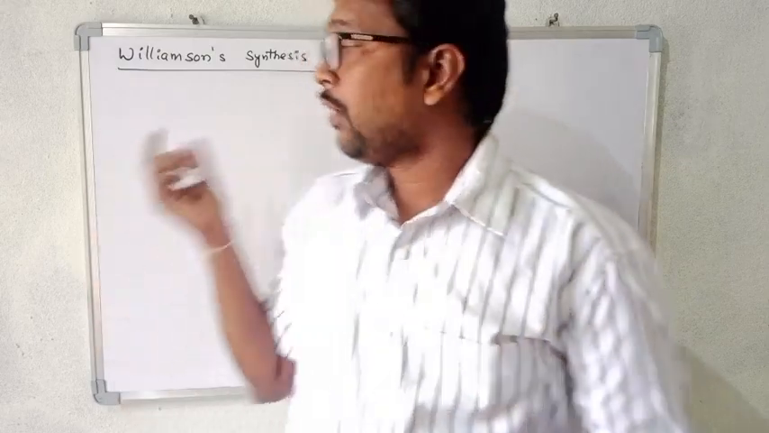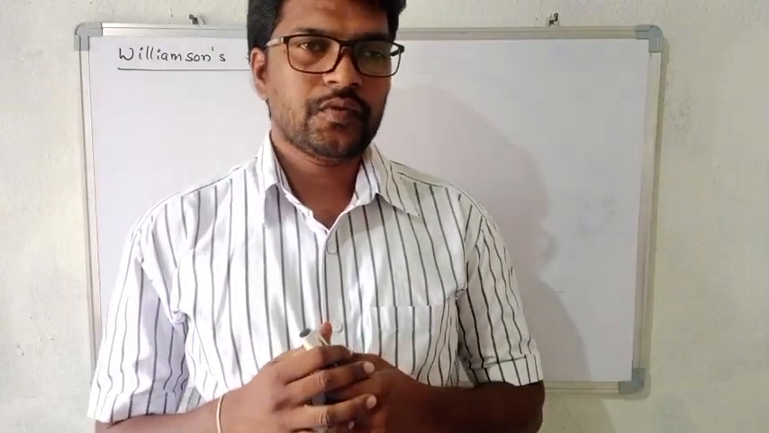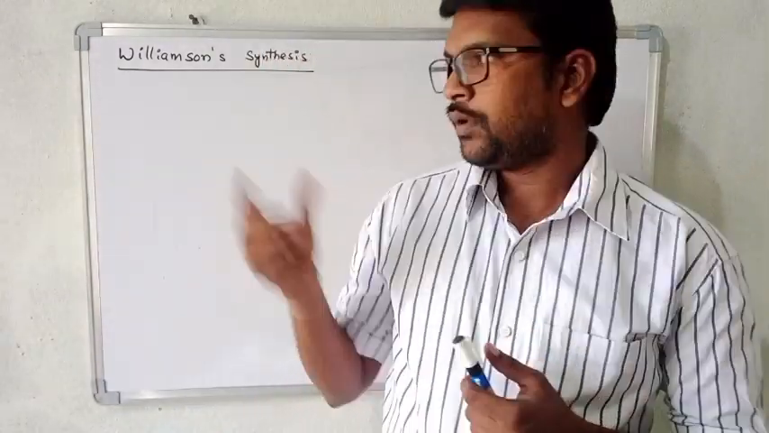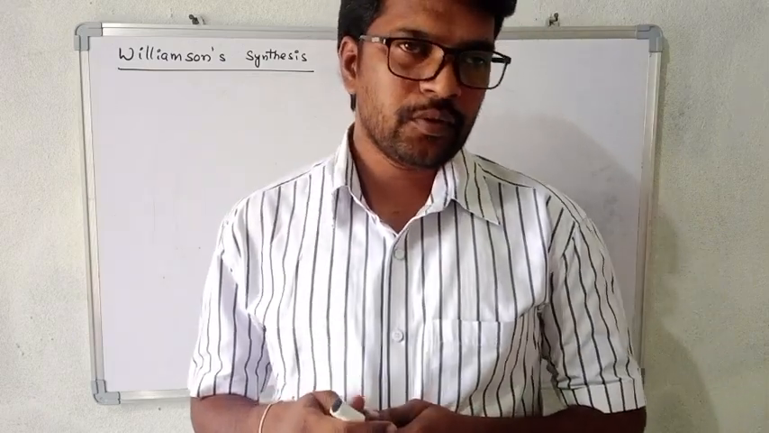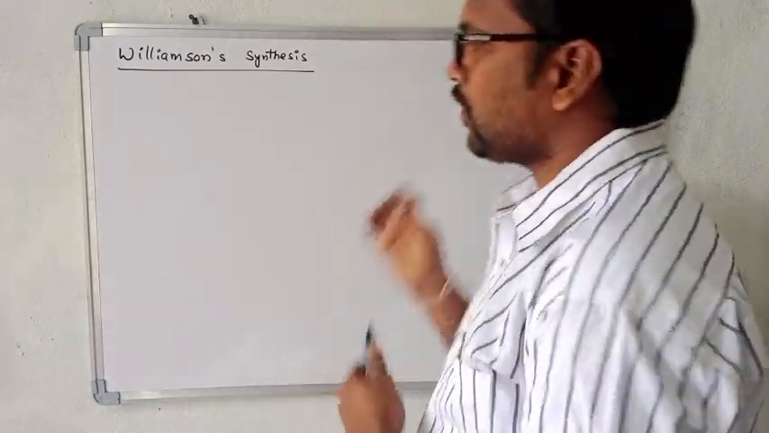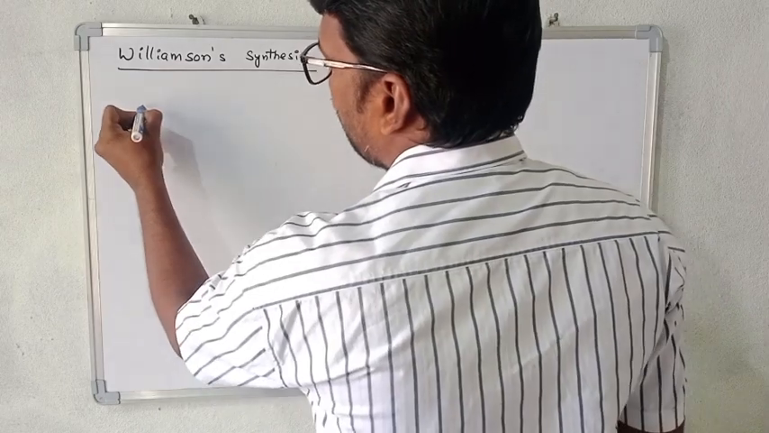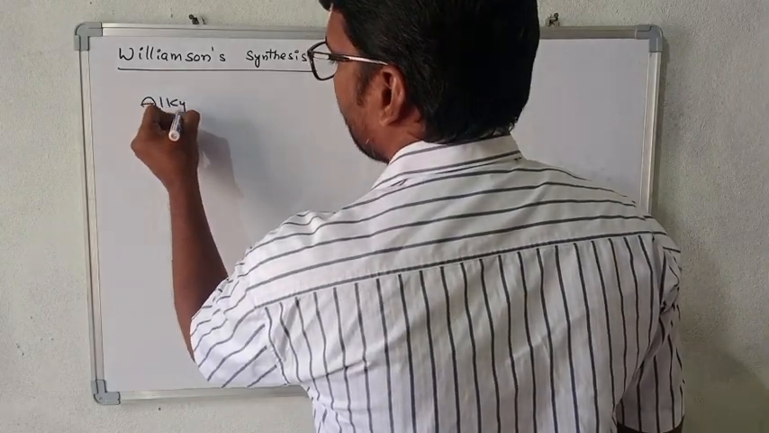Williamson synthesis. This Williamson synthesis is useful for the preparation of ethers. So how can you prepare ethers by using Williamson synthesis? Now we can see. In Williamson synthesis, we take alkyl halide.